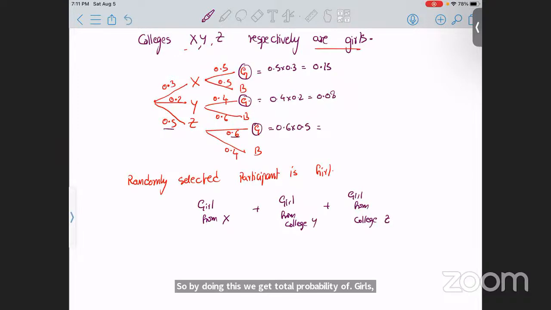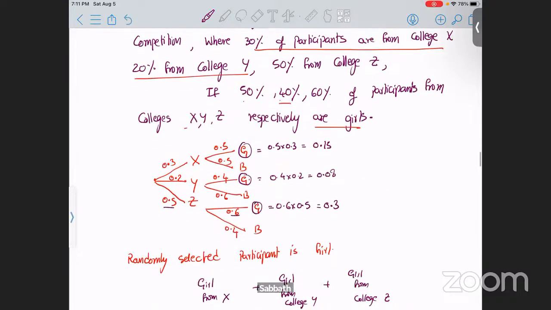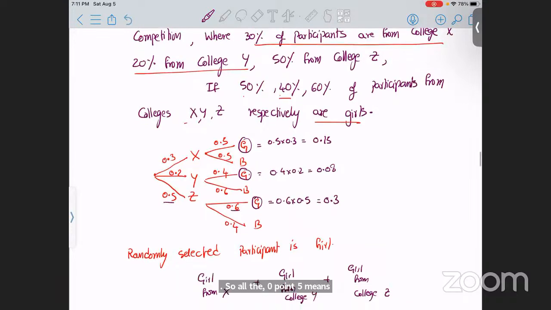I will tell you another method. No, this is also fine. It is easy on the mind. Sir, we are multiplying with all the students. Z means all the students. 0.5 means all the students of college Z.